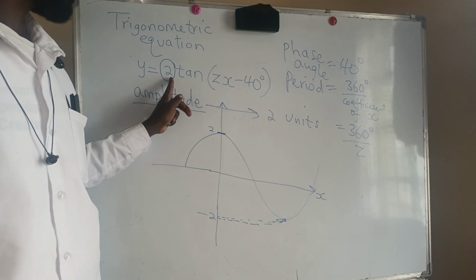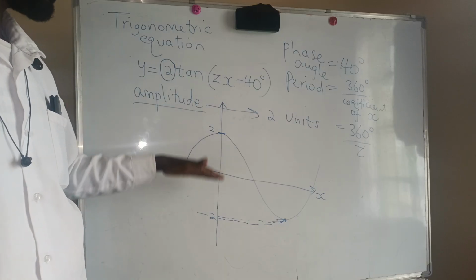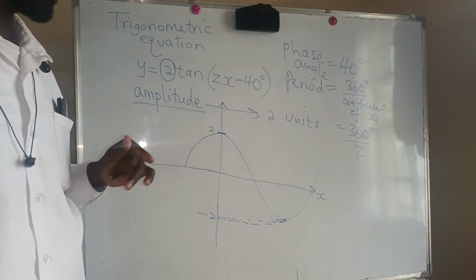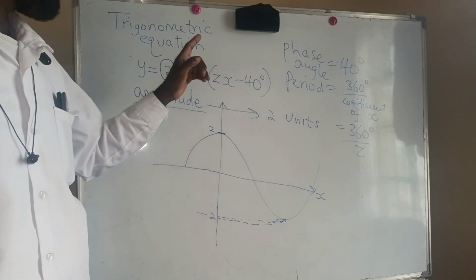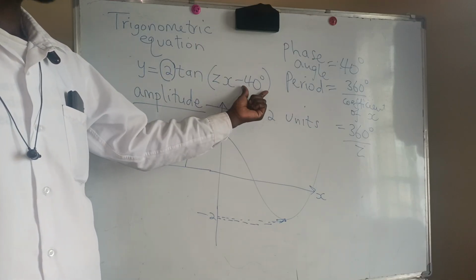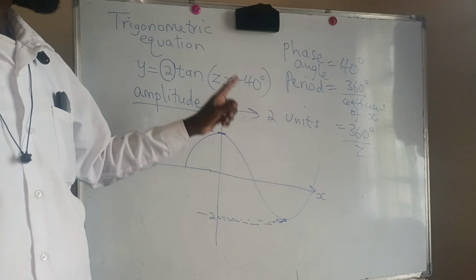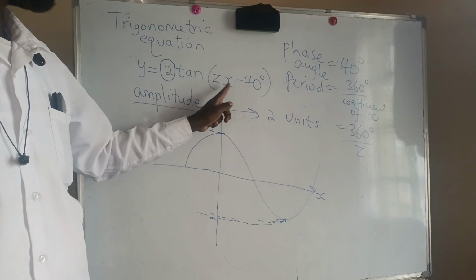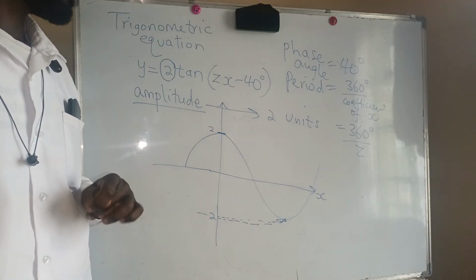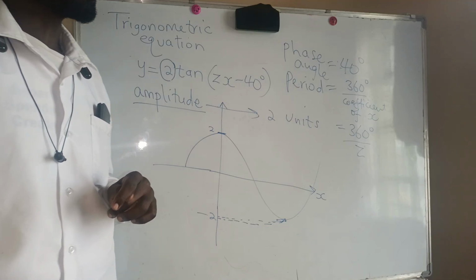This gives us the amplitude, the maximum displacement on either side of the mean position or on either side of the x-axis. This becomes our phase angle, 40 degrees. 360 divided by z, the coefficient of x, becomes our period or wavelength.